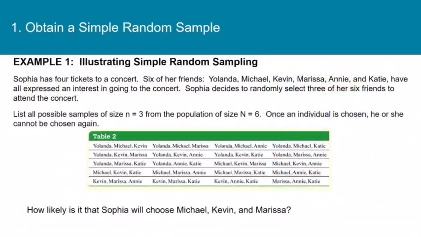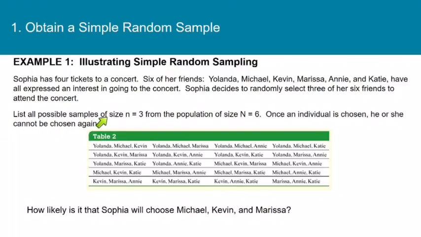So now let's take a look at an example together. We're not quite ready to draw our own simple random sample, but this example is just going to illustrate a simple random sample for us. It says Sophia has 4 tickets to a concert. 6 of her friends, Yolanda, Michael, Kevin, Marissa, Annie, and Katie, have all expressed an interest in going to the concert. Sophia decides to randomly select 3 of her 6 friends to attend the concert.